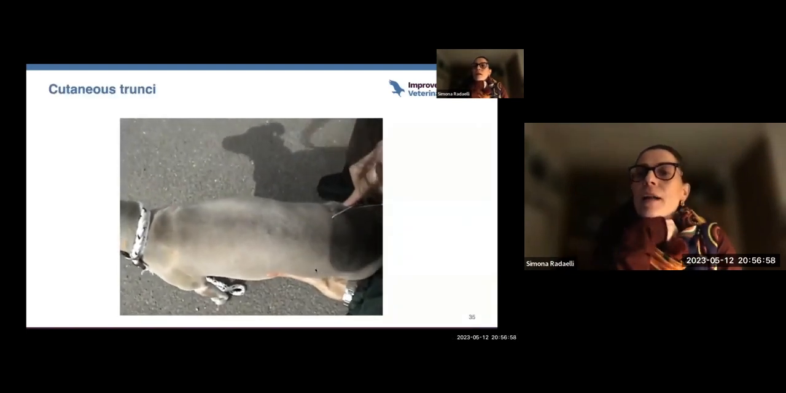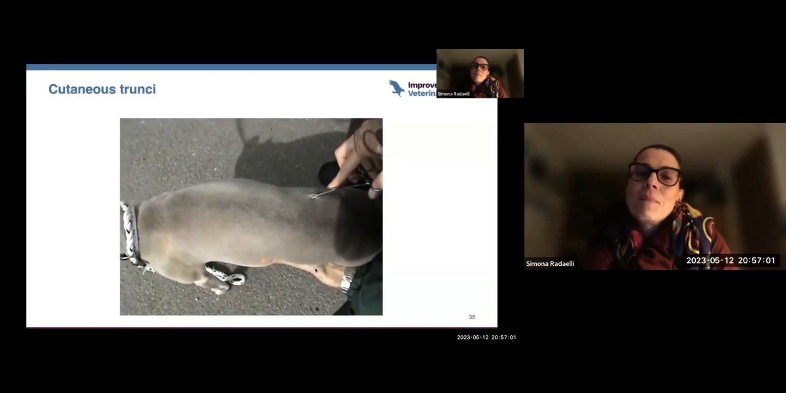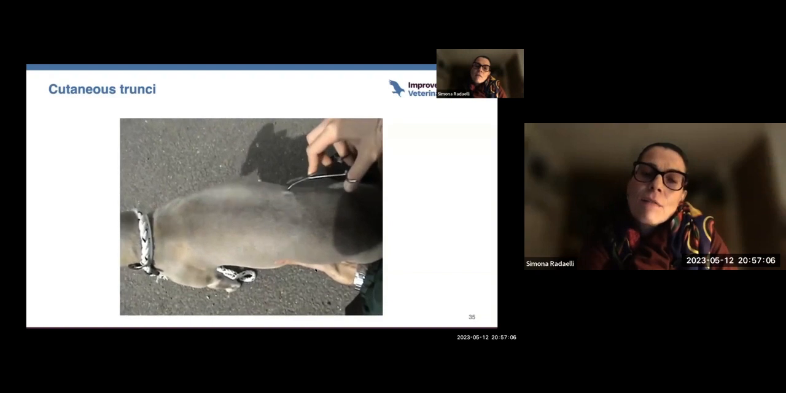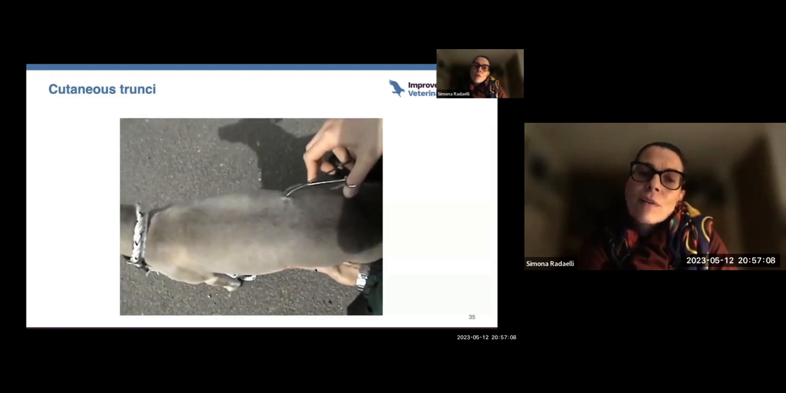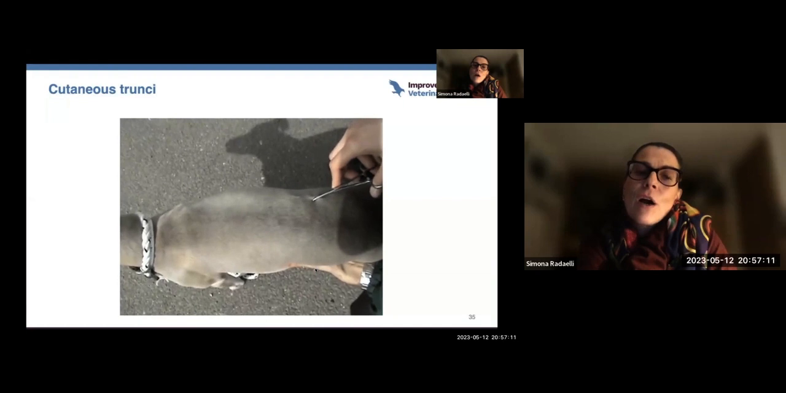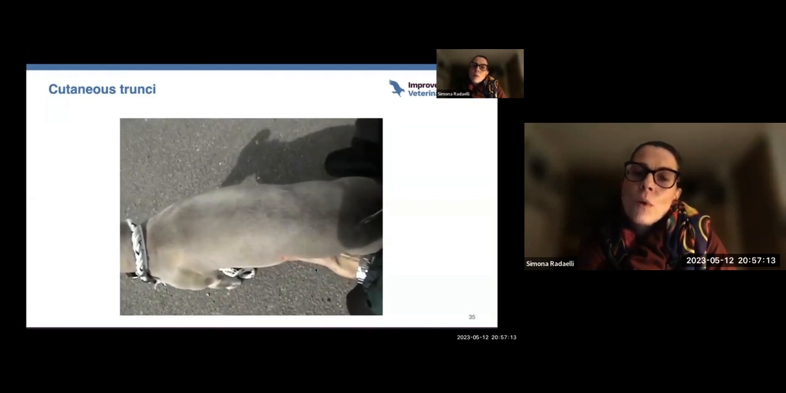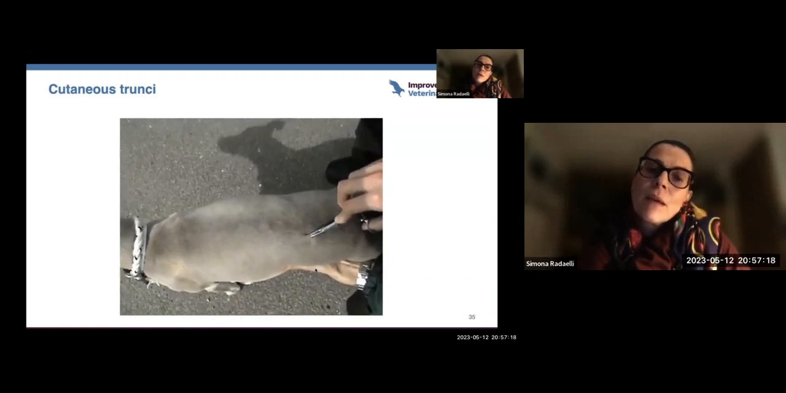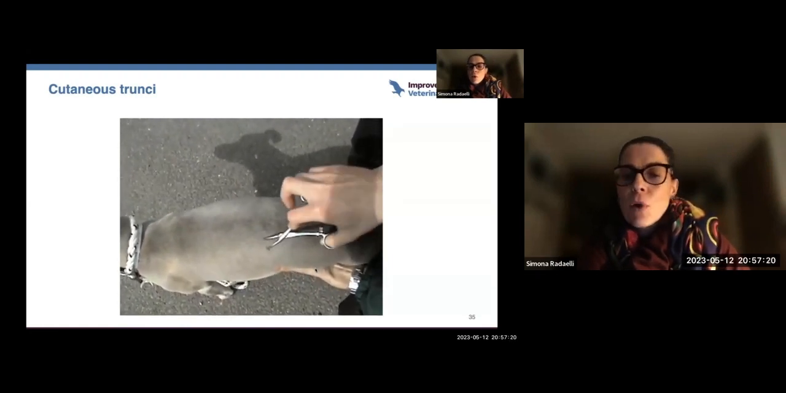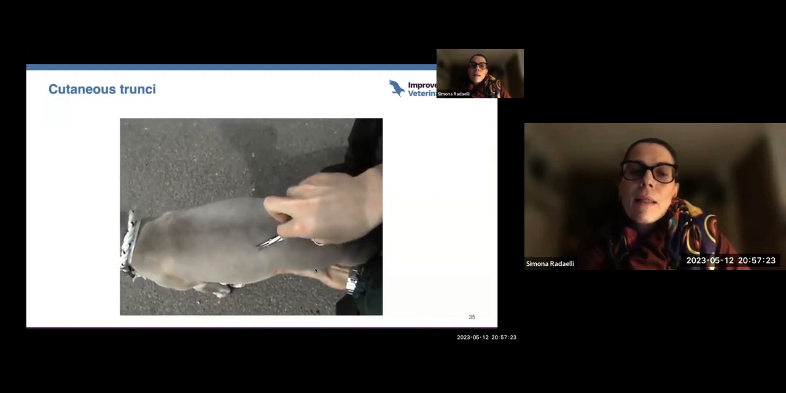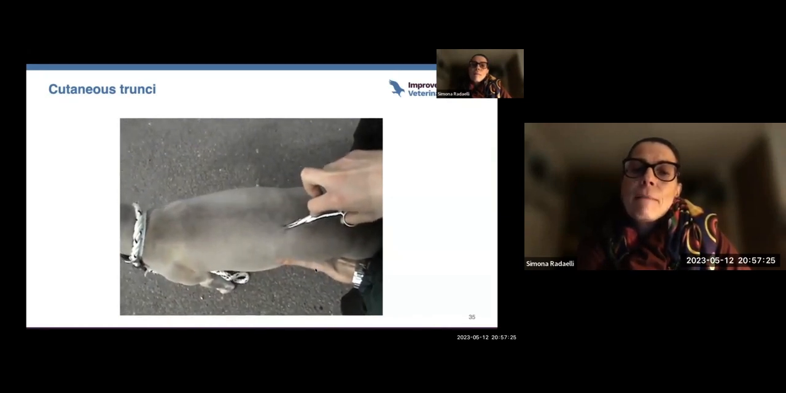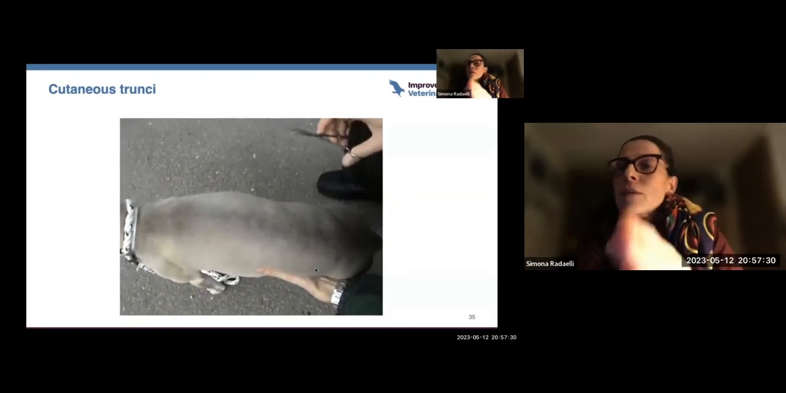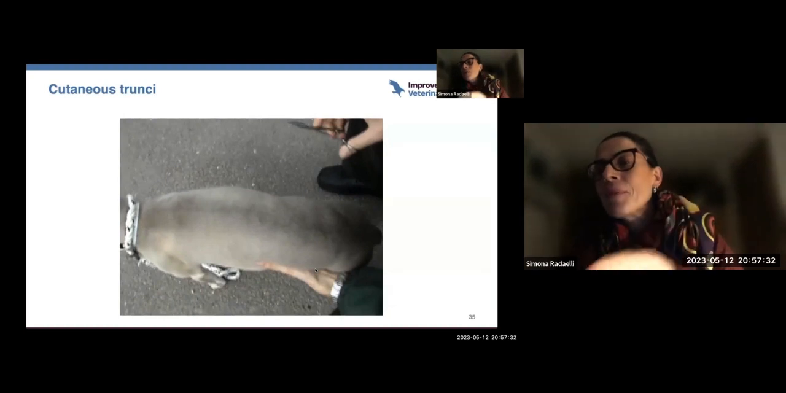The cutaneous trunci helps us localize the lesion within the spinal cord. We pinch the skin either side of the spine, and we look for contraction of the muscles. We test it from L1 to T1, from caudal to cranial. And when the contraction appears, we know that the lesion is at that level.